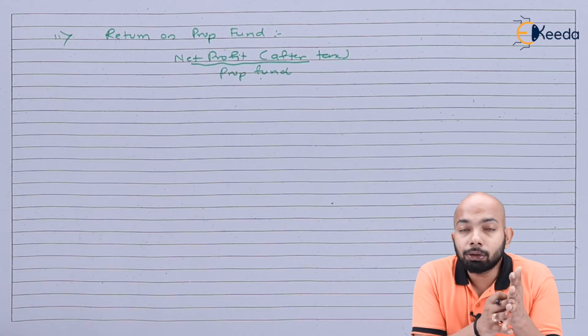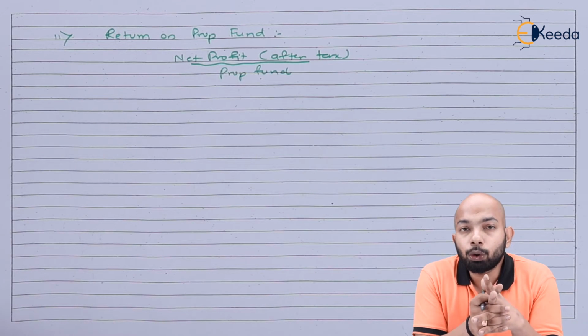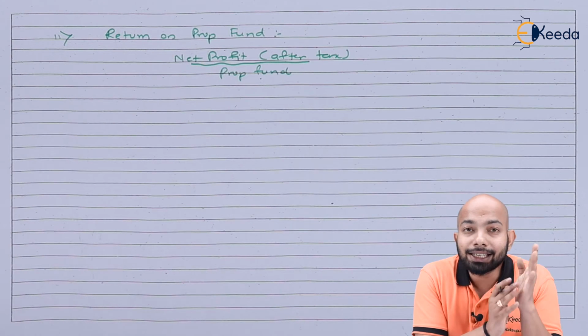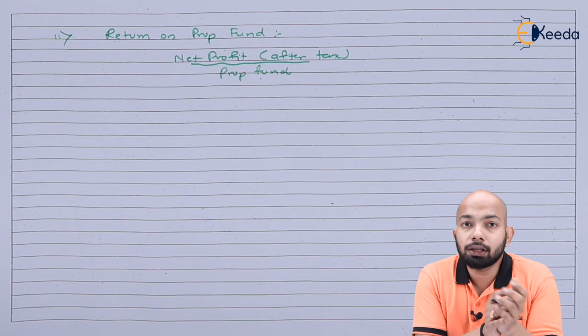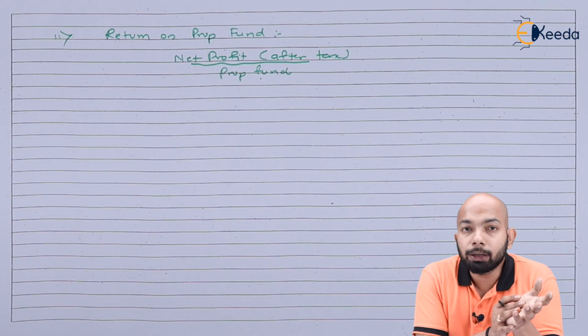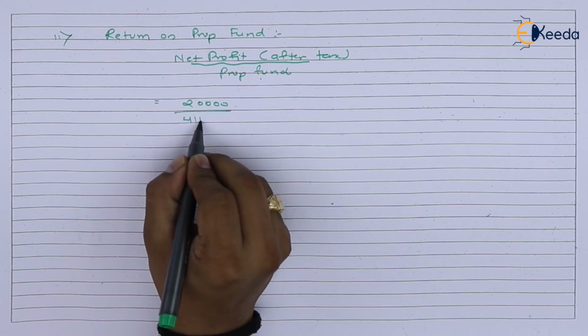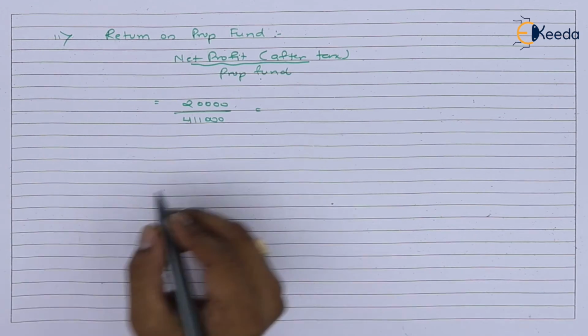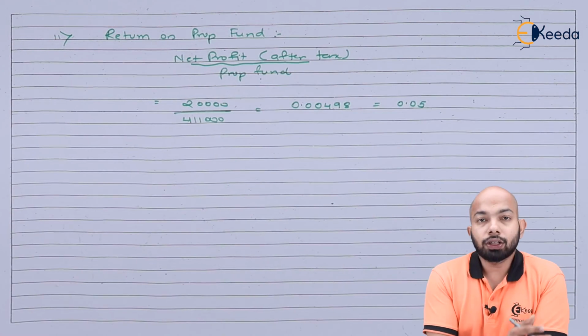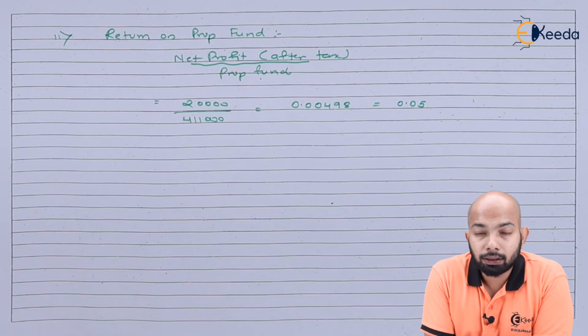The next ratio that we'll be dealing with is return on proprietor's fund. The formula is net profit after tax upon proprietor fund. Both the values are already available with us. So the ratio is 0.05 is to 1.